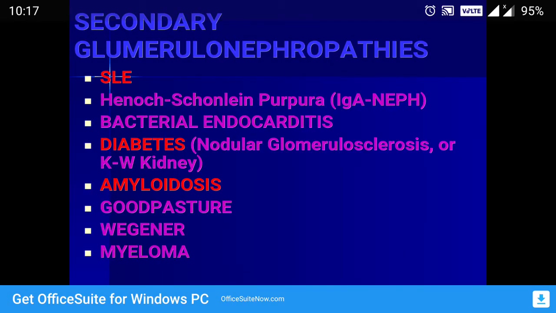As I told you, secondary glomerulonephritis is due to other disorders which are outside the kidney. Example, diabetes, amyloidosis, SLE.